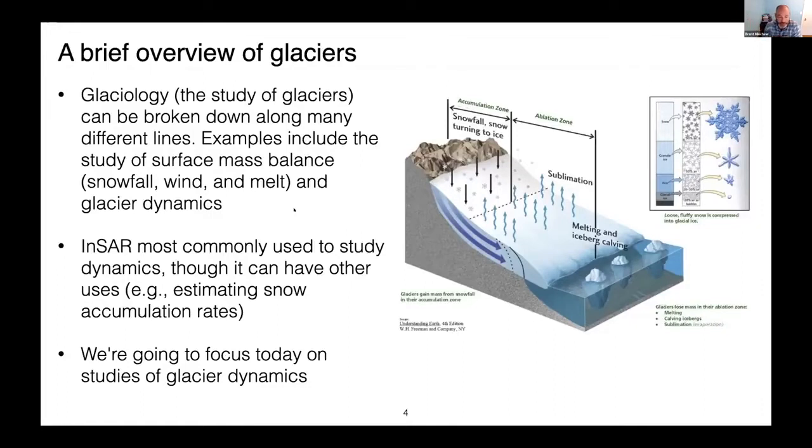In particular, some work has been done in the past by Howard Zebker and his group at estimating snow accumulation rates on glaciers using InSAR correlation. So I think Weber Cohen did some of that work, and if you're interested in it, feel free to look it up and dig into that. But the basic takeaway is that I would argue InSAR isn't used to its fullest potential in glaciology just yet. Most of the applications are focused on glacier dynamics, and that's the thing that we're going to talk about here today.